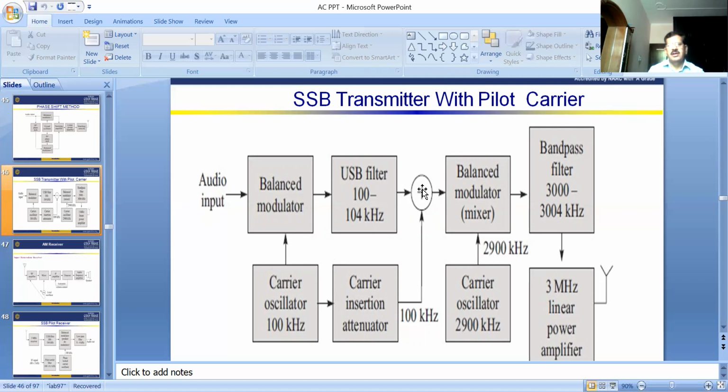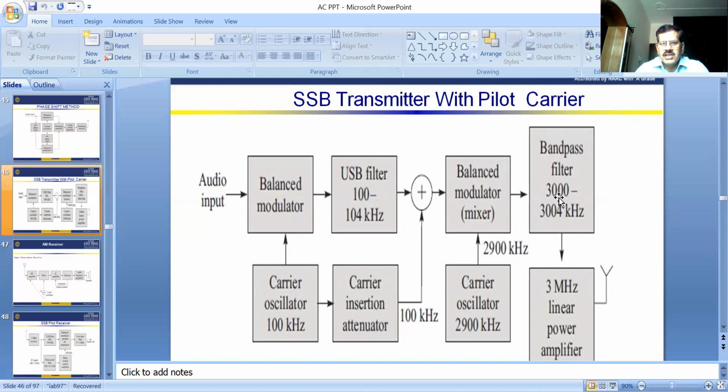mixing network. After the mixing network, the output is applied to the balanced modulator, which also acts as a mixer. To this mixer we also apply another carrier signal, generated by the carrier oscillator, which has a frequency of 2900 kilohertz.